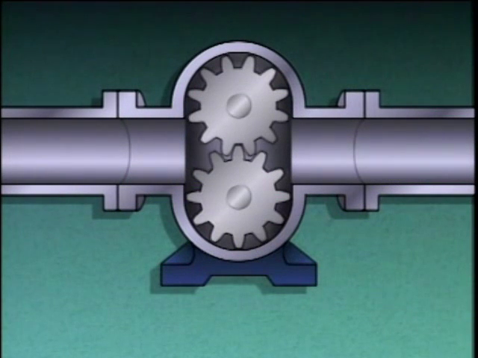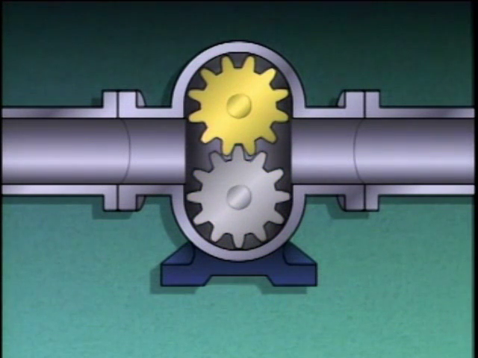One of the more common types of gear pumps is an external gear pump. The external gear pump shown in this illustration consists of a casing with a suction port, a discharge port, and two gears located inside the casing.